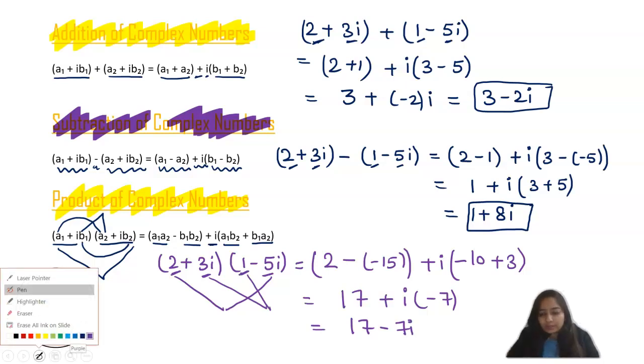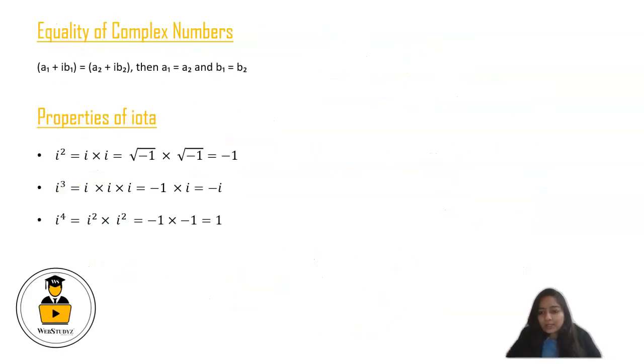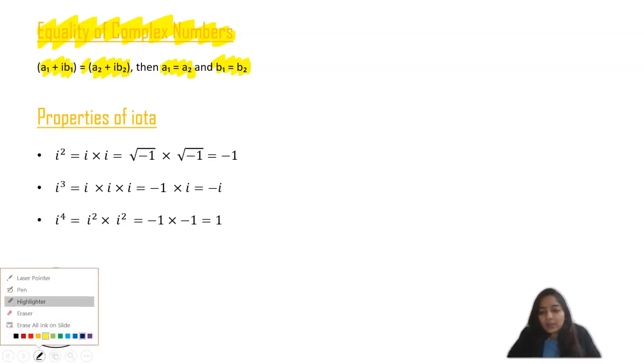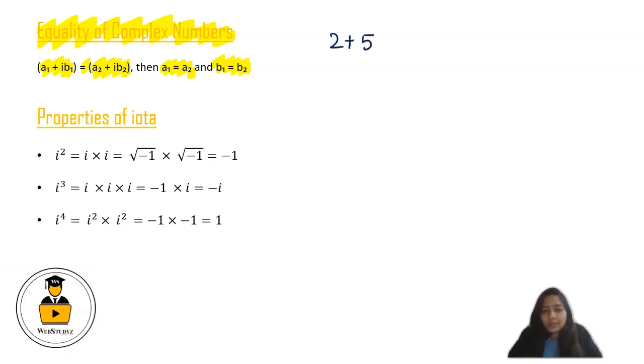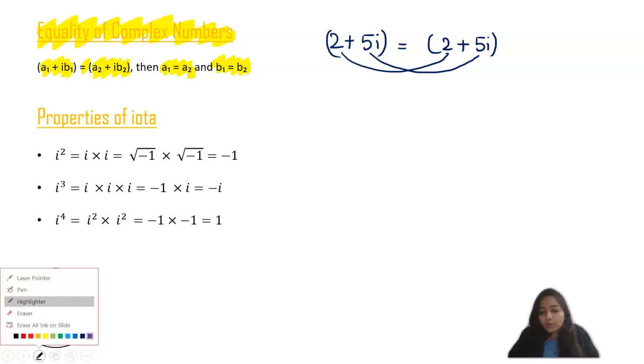Now moving towards the next operation, that is equality of complex numbers. Two complex numbers a1 plus iota b1 and a2 plus iota b2 are equal if the real parts are equal, that is a1 is equal to a2, and the imaginary parts are equal, that is b1 is equal to b2. That means two complex numbers are equal when their real and imaginary parts are equal. For example, 2 plus 5 iota is equal to 2 plus 5 iota. Here the real parts are 2, that means equal real parts, and the imaginary parts are 5, that means equal imaginary parts.